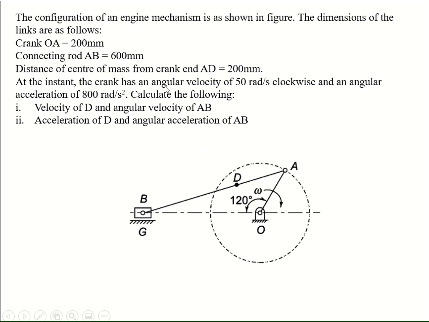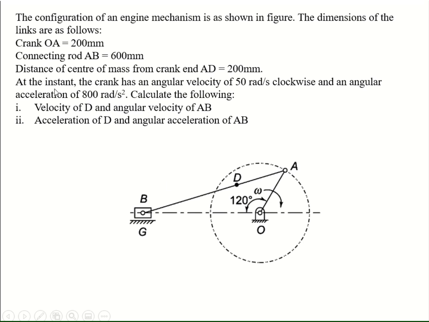The crank OA, which is shown over here, is measuring 200 mm. The connecting rod is 600 mm long. This is the connecting rod. The distance of the center of mass from crank end AD is equal to 200 mm. So this length of AD is 200 mm.